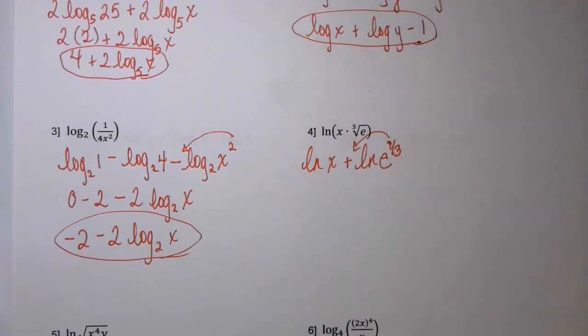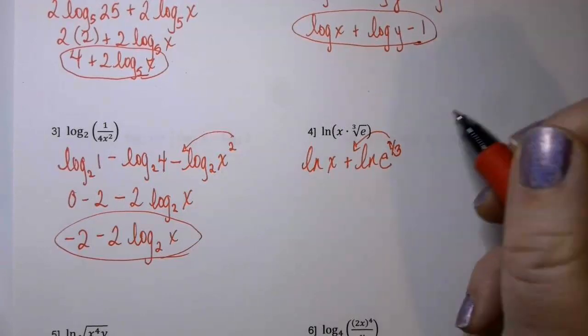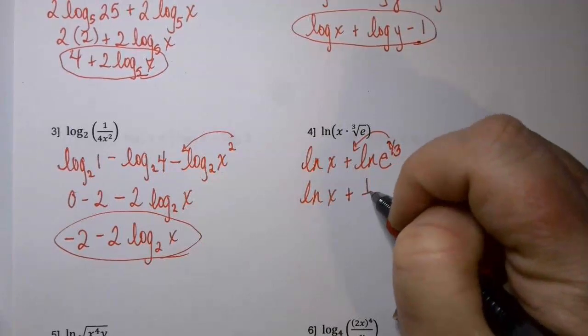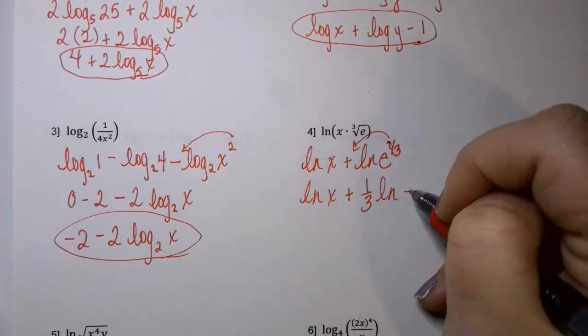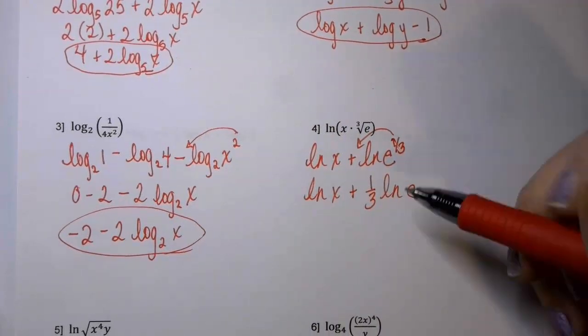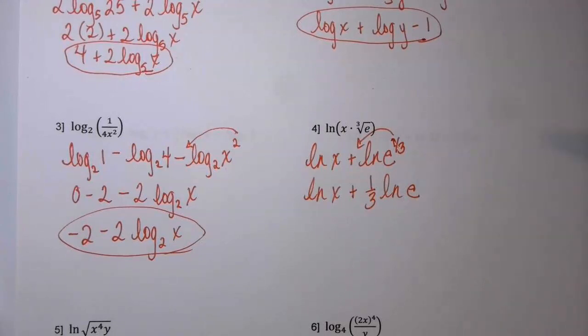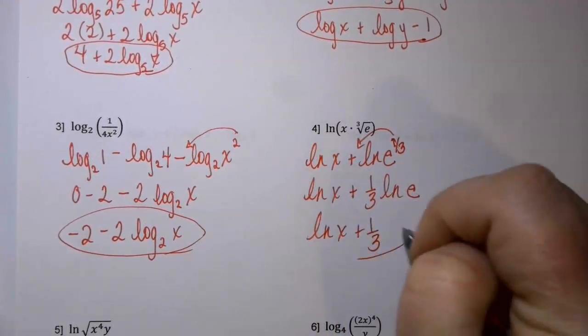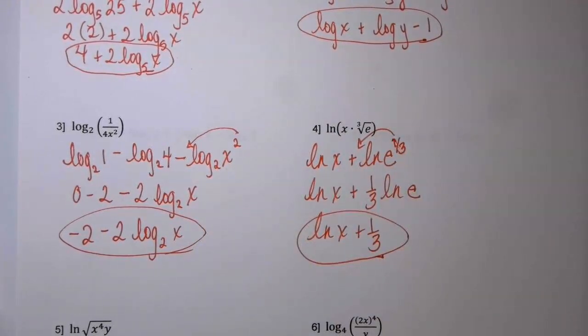Then we can use the power property to pull that exponent to the front, and we'll have a natural log of x plus 1/3 natural log of e, and the natural log of e is 1. And 1/3 times 1 is 1/3. So the expanded simplified form is natural log of x plus 1/3.